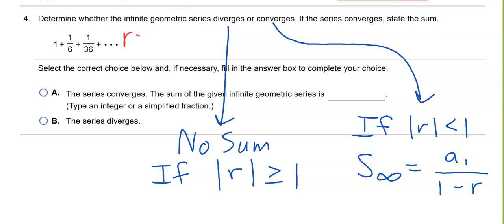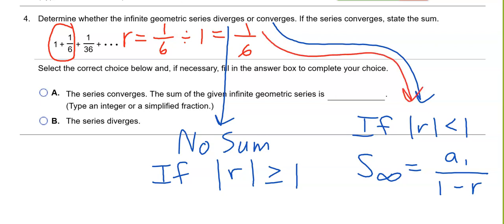So what is the multiplier? If you take any term and divide by the previous one, I would suggest you start with those two right there. If you take 1/6 and you divide by the previous one, what do you get? 1/6. Yep. So the multiplier is 1/6. Now, which one of these am I in, the converge or the diverge category? Converge. Correct. So now we know that we can use the formula.